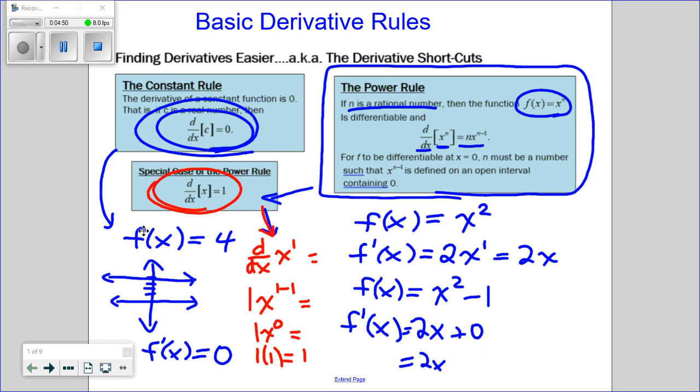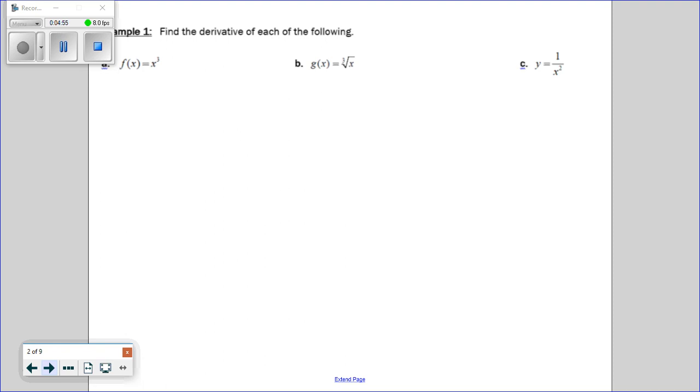Okay? All right, let's look at a few more examples using the power rule. So we want to find the derivative of each of these functions. So a is pretty easy because f of x is equal to x cubed. So again, using our power rule, f prime of x would equal, you're going to bring the 3 down in front, times x to the 3 minus 1 power, which will just simplify to 3x squared. So much easier than definition of the derivative.